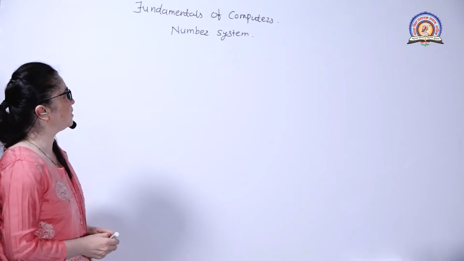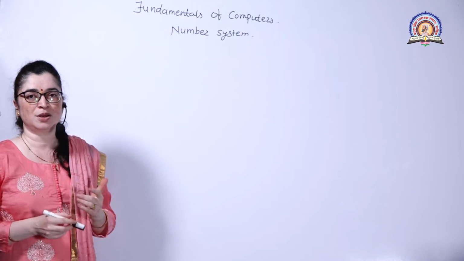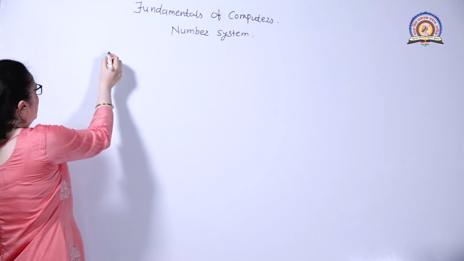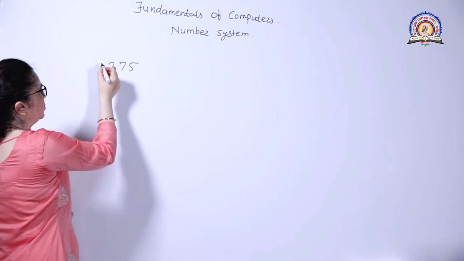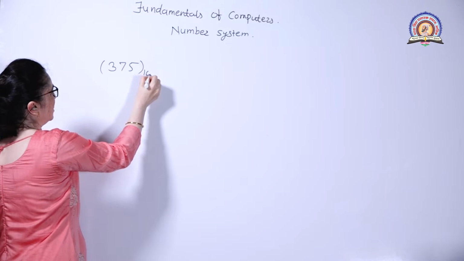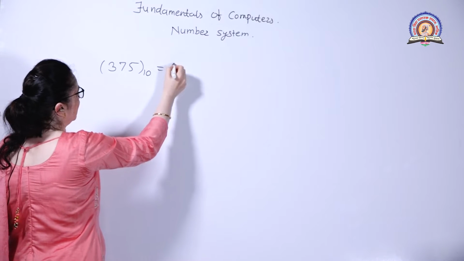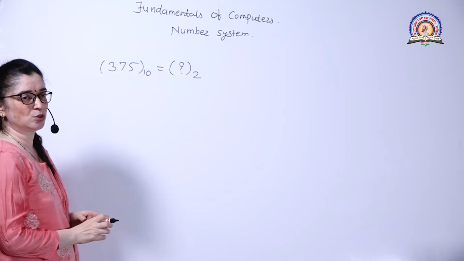So students, today we will see how to convert the given decimal number into the binary number system. For example, the number 375 is given to you. The base of this number is indicated by 10. 375 base 10, and you have to convert it into binary, that is base 2.